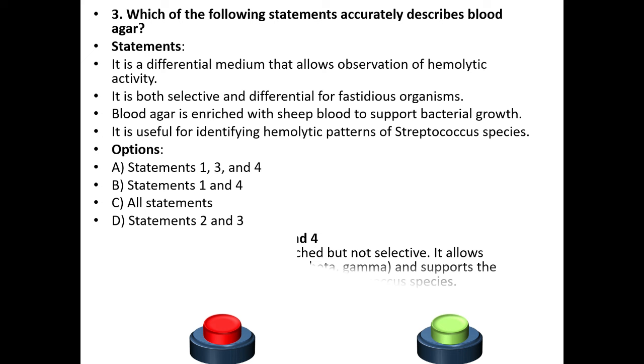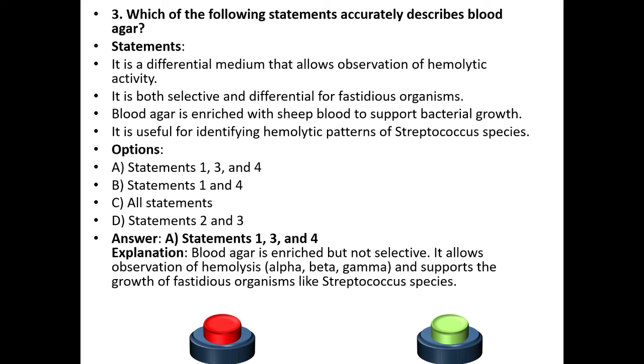Which is the answer? Here the answer is A, statements 1, 3 and 4. Explanation. Blood agar is enriched but not selective. It allows observation of hemolysis, alpha, beta and gamma, and supports the growth of fastidious organisms like Streptococcus species.